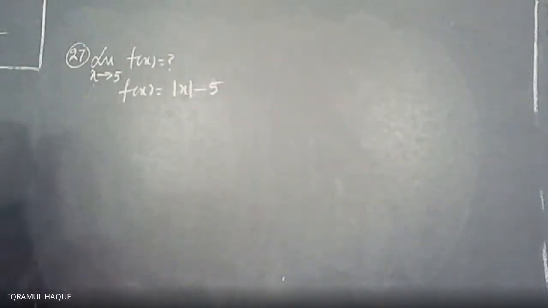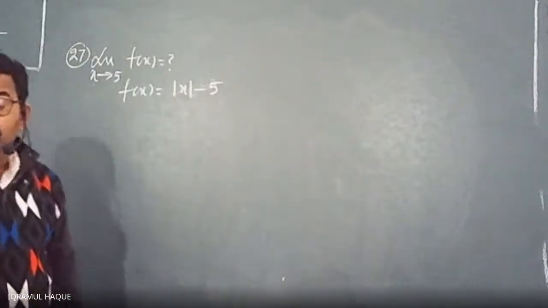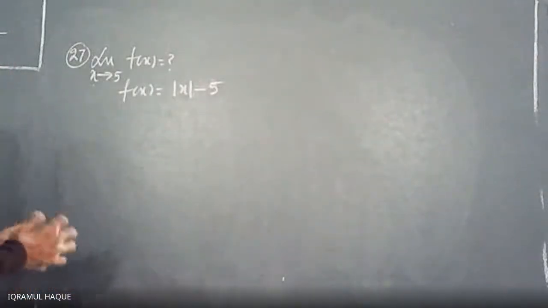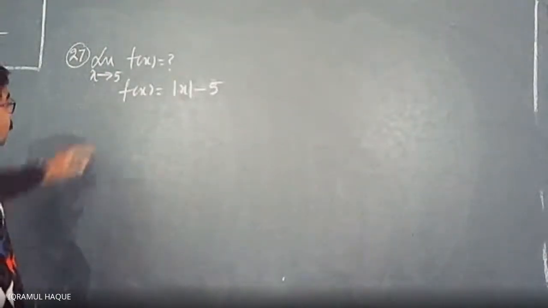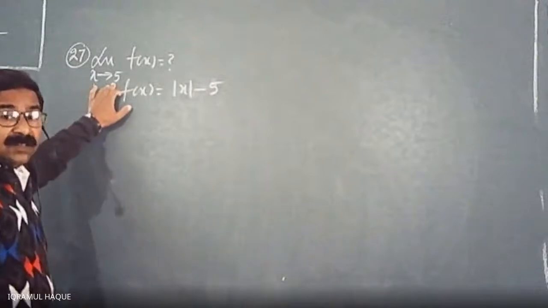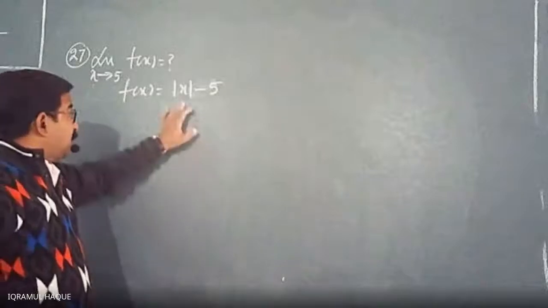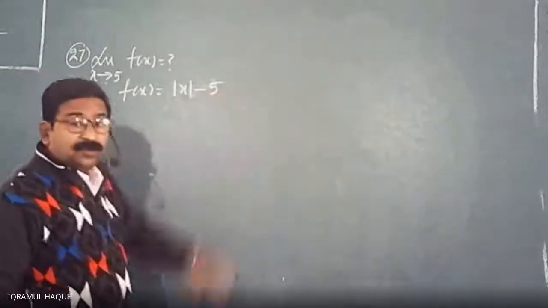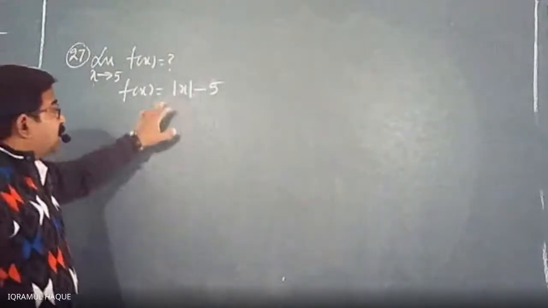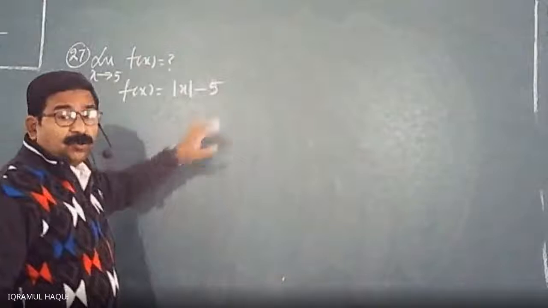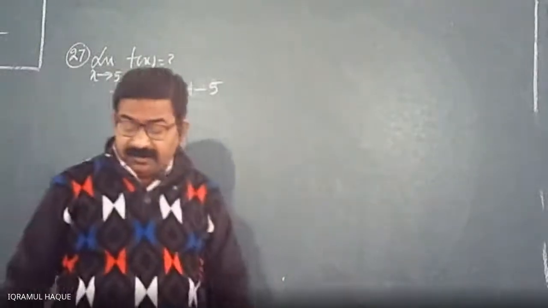So what to do? If you put x is equal to 5, 5 minus 5 is equal to 0. So you have to check that LHL is equal to RHL. In case of LHL, you take x tends to 5 minus, and here you put 5 minus h. So this becomes 5 minus 5, which is equal to 0. In case of RHL, you write 5 plus h, and 5 minus 5 is equal to 0. So in both cases you will have 0. So this question you will solve yourself.